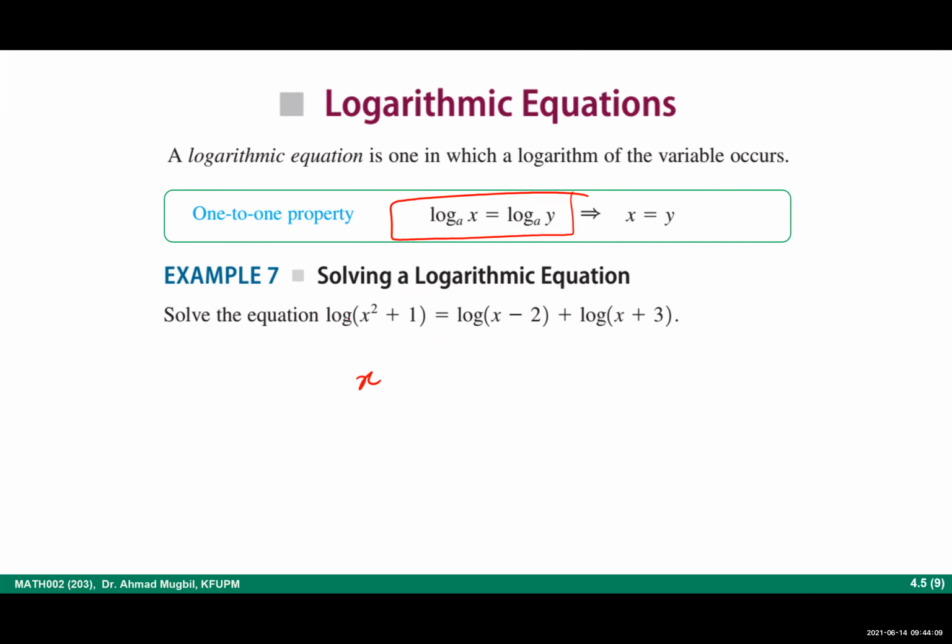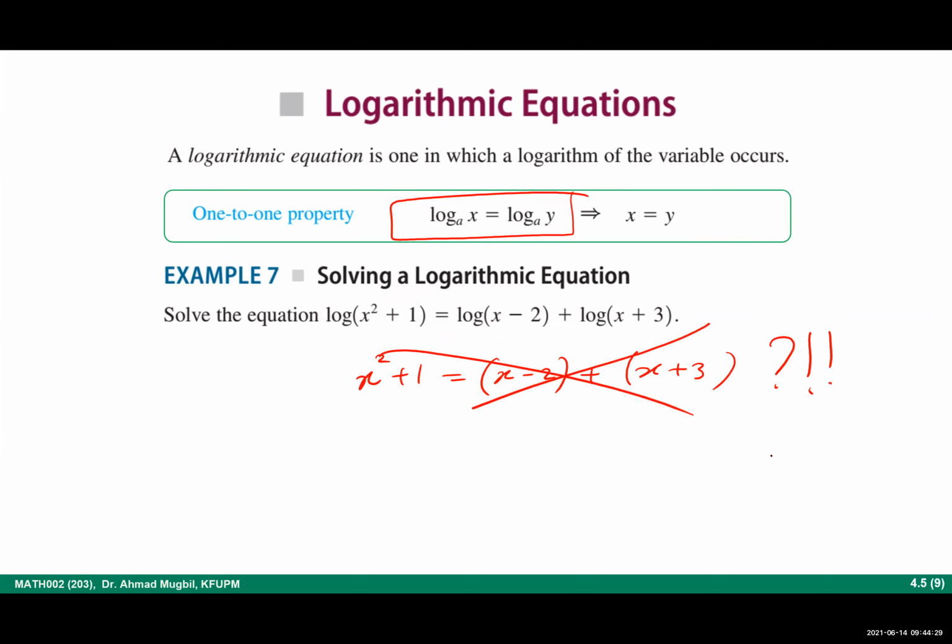So if I said now I have log of x squared plus 1 equals log of x minus 2 plus log of x plus 3, can I say that? Is this correct? If I did this, is this correct or not? No, it's not. Why? This is not correct. We took it last session. Because this says log whatever, let me call it star, for example, equals log whatever, hashtag, for example. It means that this equals this. Of course, when we have the same base.